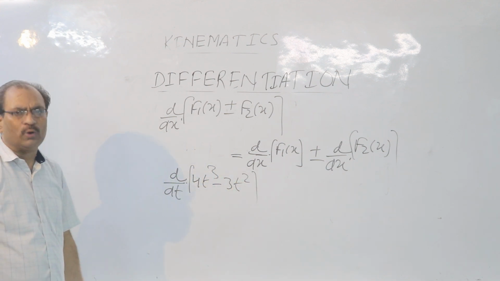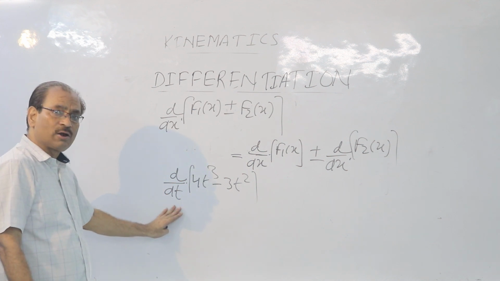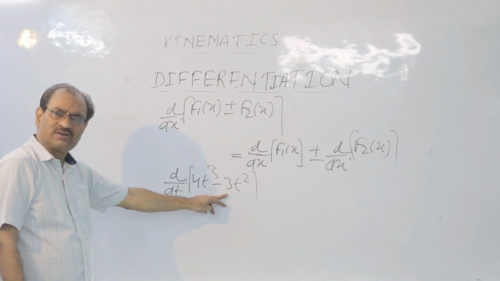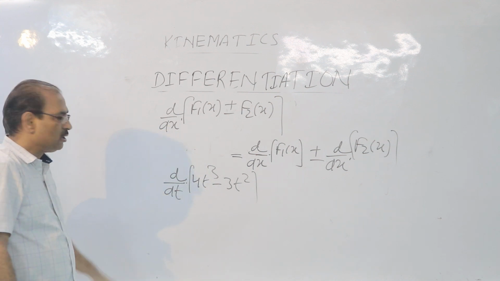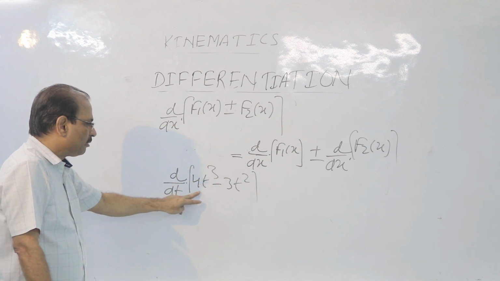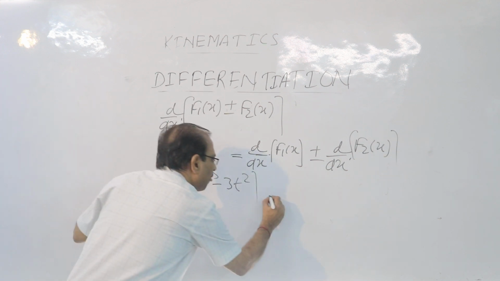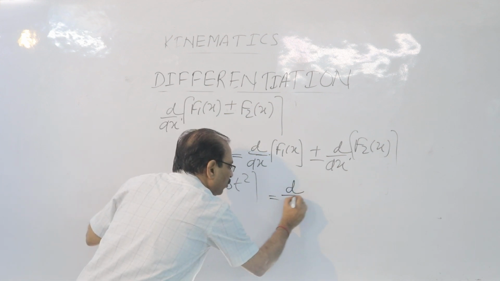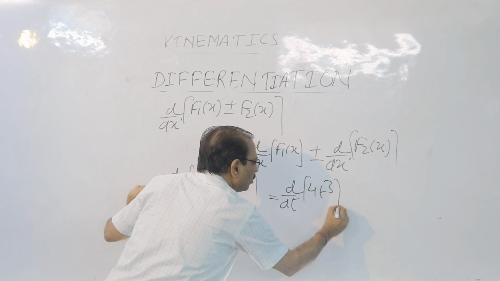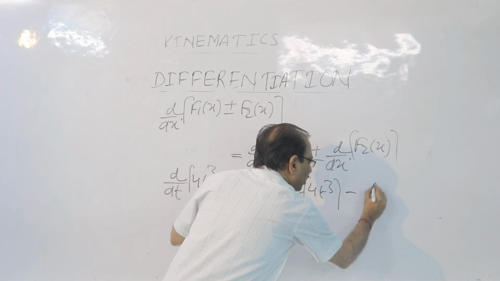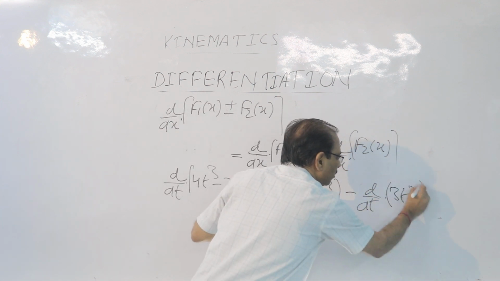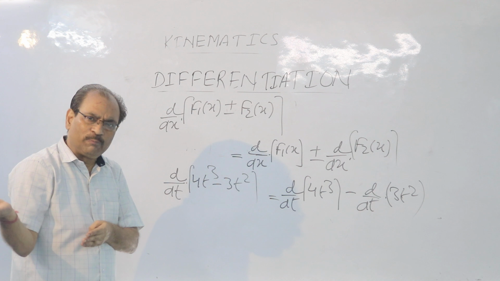This question is given to us. Interesting to note, the variable is t, so the function has t itself. How to solve this question? This is divided into two different terms. Number 1, number 2. So I should write it as d upon dt of 4t cube minus d upon dt of 3t square. Now you will proceed.